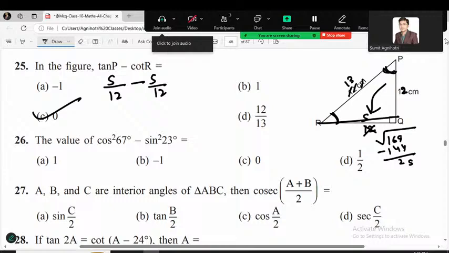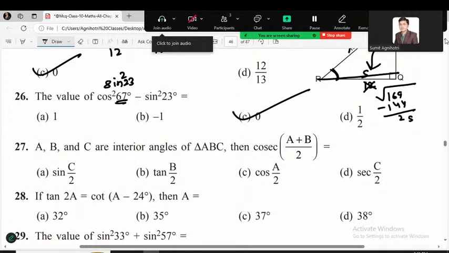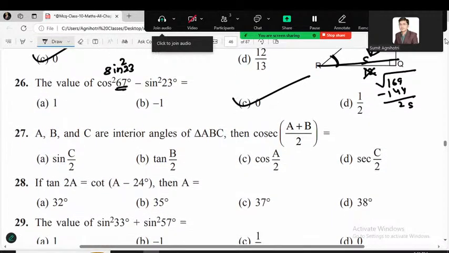And cos 67 is equivalent to sin 23 because sin 90 minus theta is cos theta. That's why sin square theta minus sin square theta will give you 0. Let's do 27th quickly. Let's do up to 30 and we can conclude today, you don't worry.